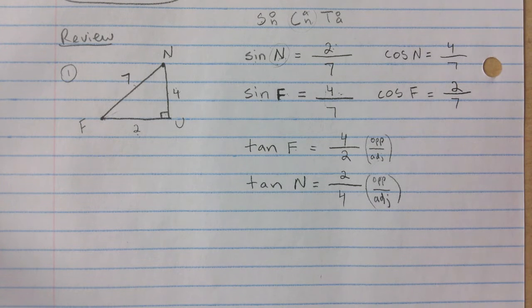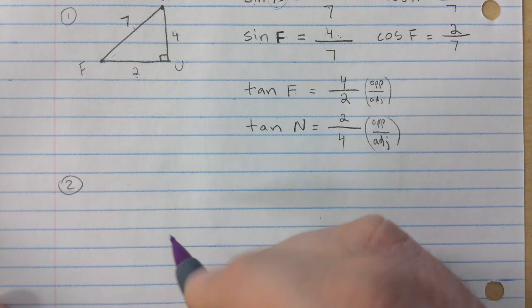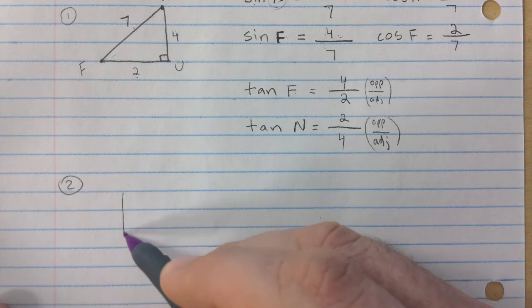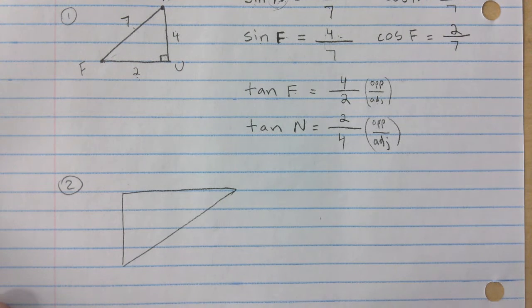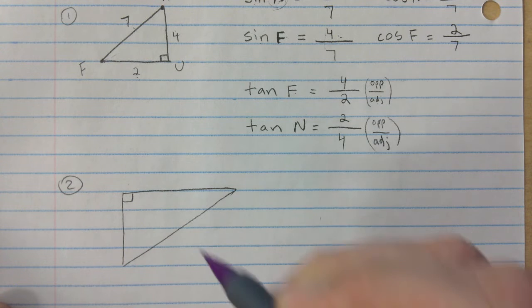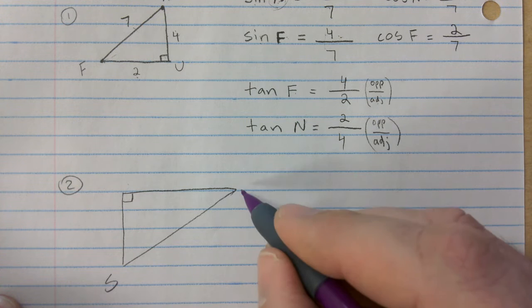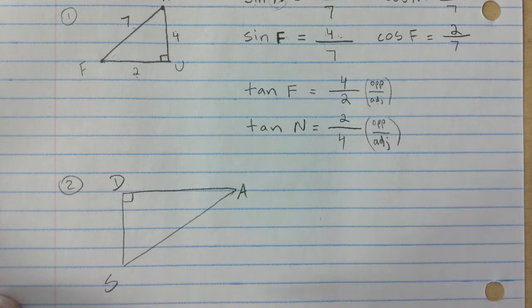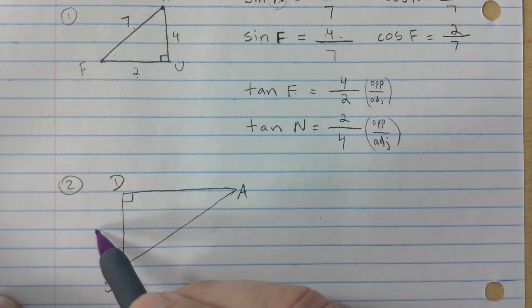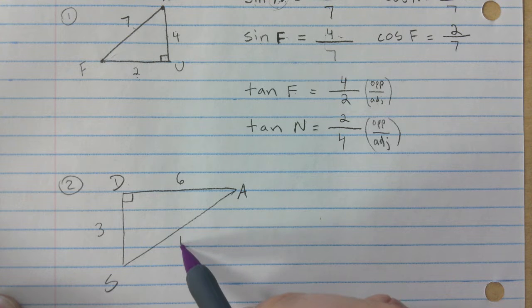Okay, let's do another one. You need to practice this, okay? So write down this triangle right here. Copy this one. It's going to be time for you to try this one. So how about SAD? Triangle SAD, okay? And I'm just making these numbers up. 3, 6, 10.